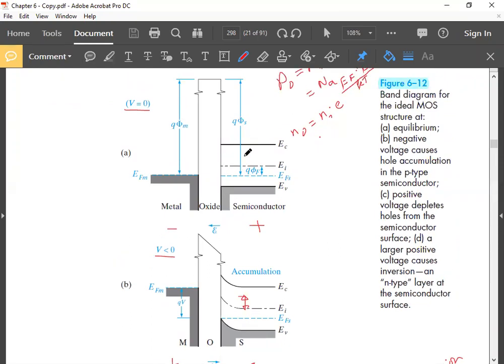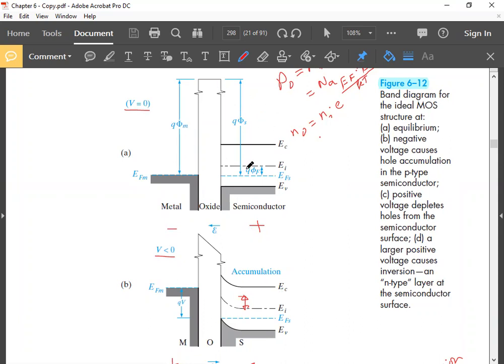When we say voltage is being increased, that means we are making it more positive, from a large negative value to a less negative value. So this will go up. These bands will decrease gradually, and at some value of voltage, these bands will become flat. That is the flat band voltage.